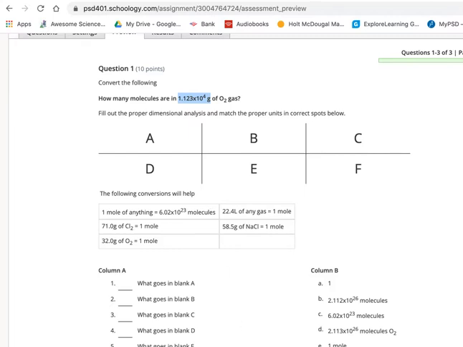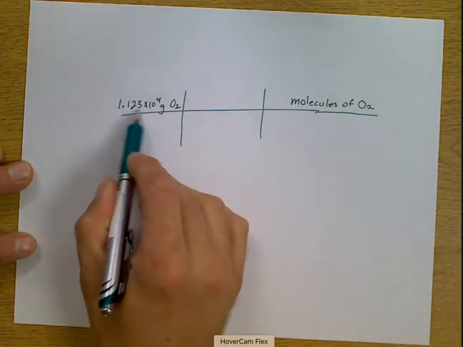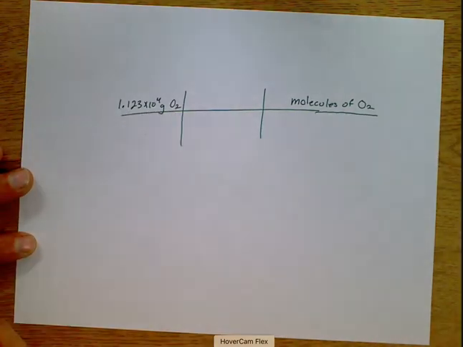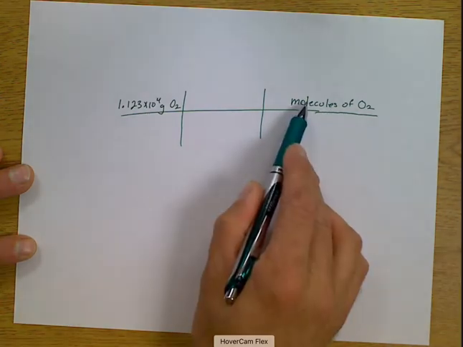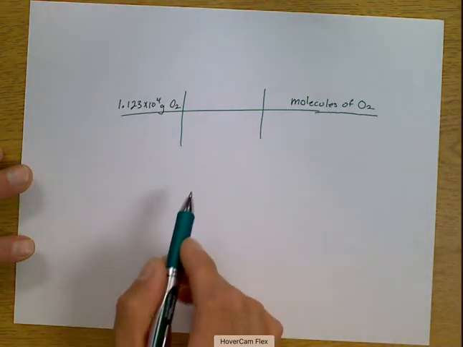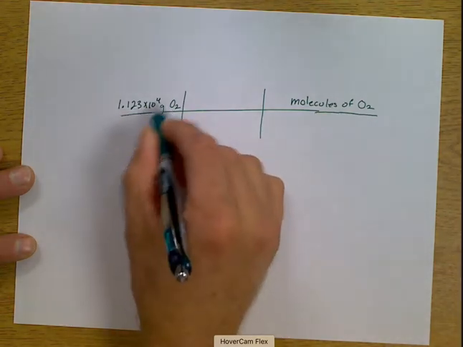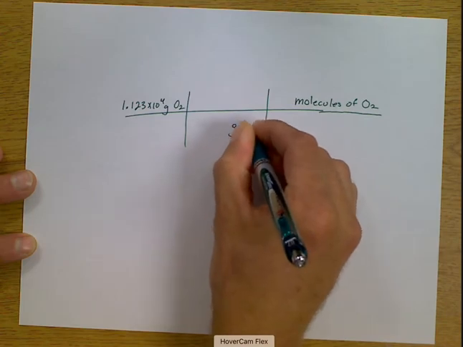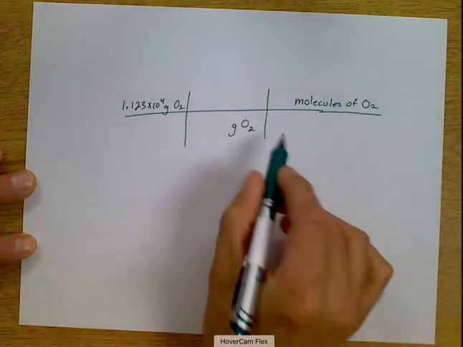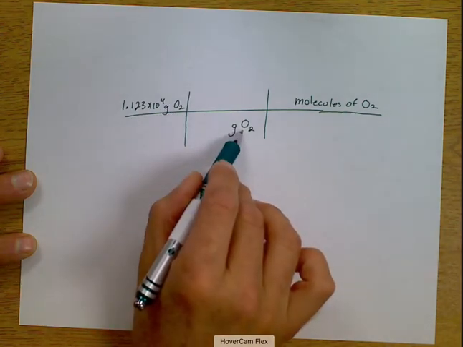Okay, so let's go back to working this out. I have 1.123 times 10 to the fourth grams of O2 gas, and then I need to convert that to molecules of O2 gas. So now I'm going to take my units, not my numbers, just my units, and bring them down here. You're always going to do that. You're going to bring whatever unit is right here down here.